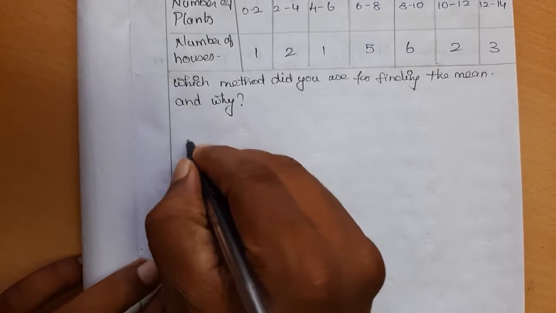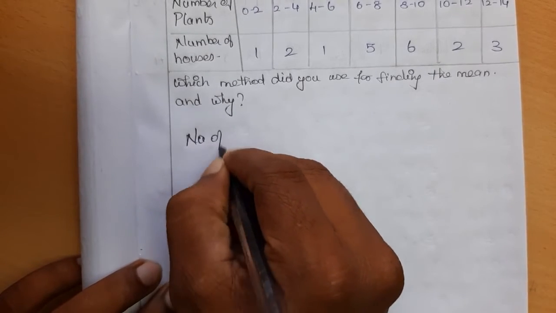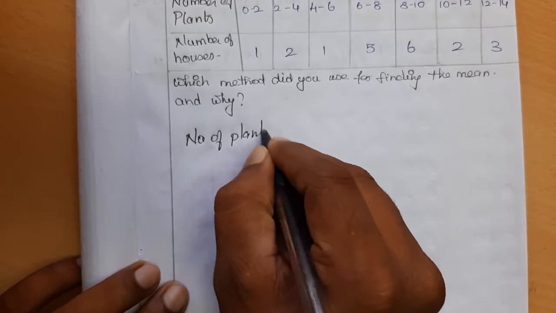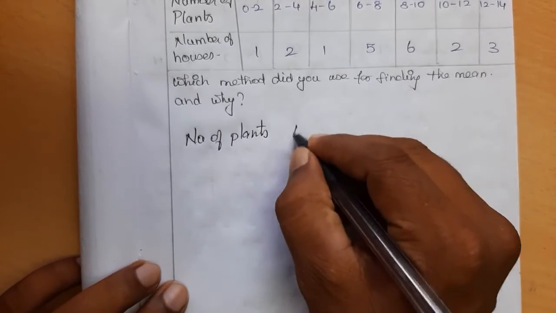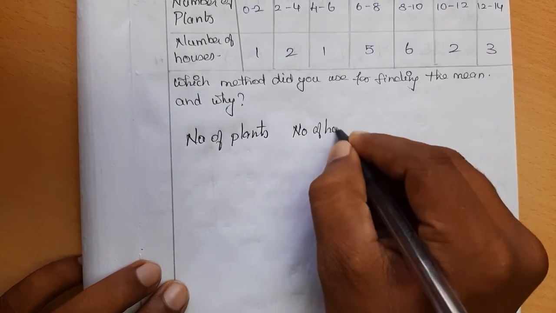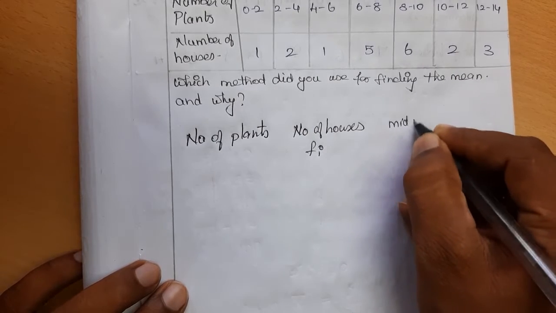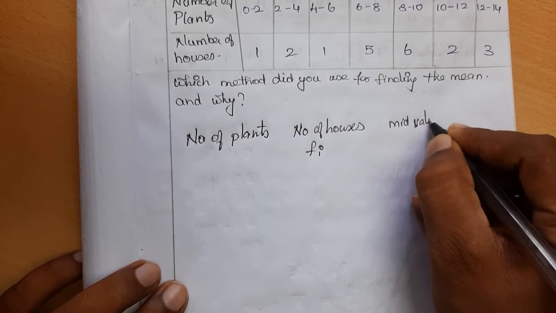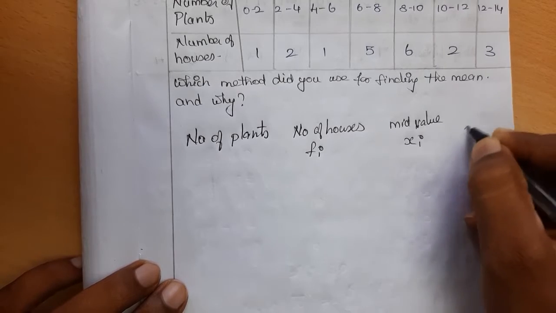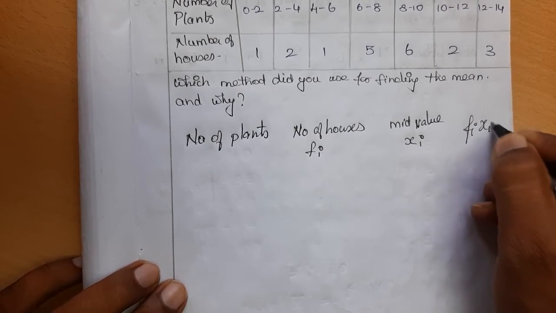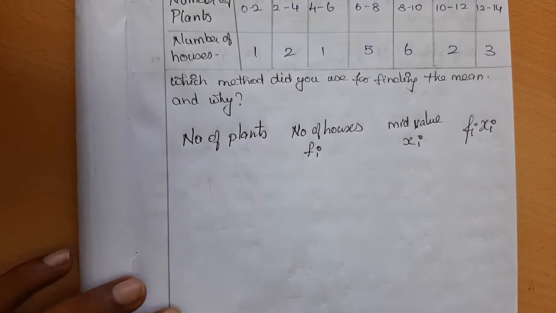First is the number of plants, that is the class interval. Then the number of houses, which is the fi, and mid value, it's xi. Here we will find fi xi. Yeah, let me draw the table.